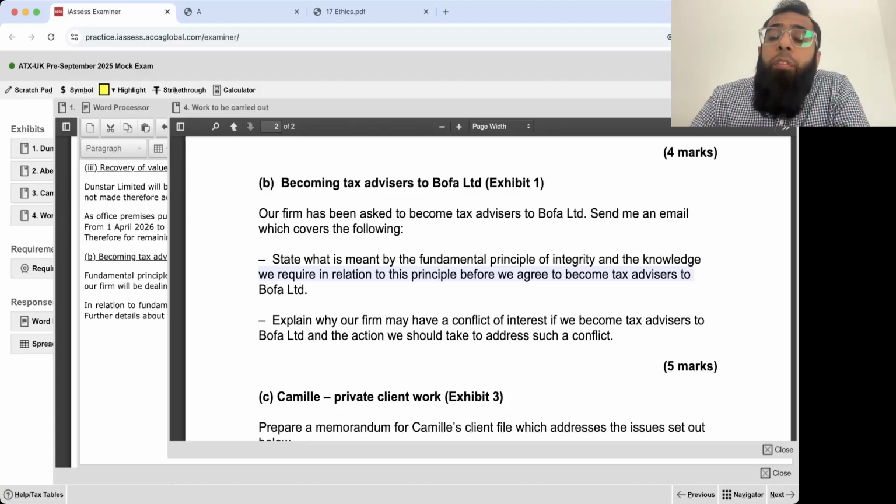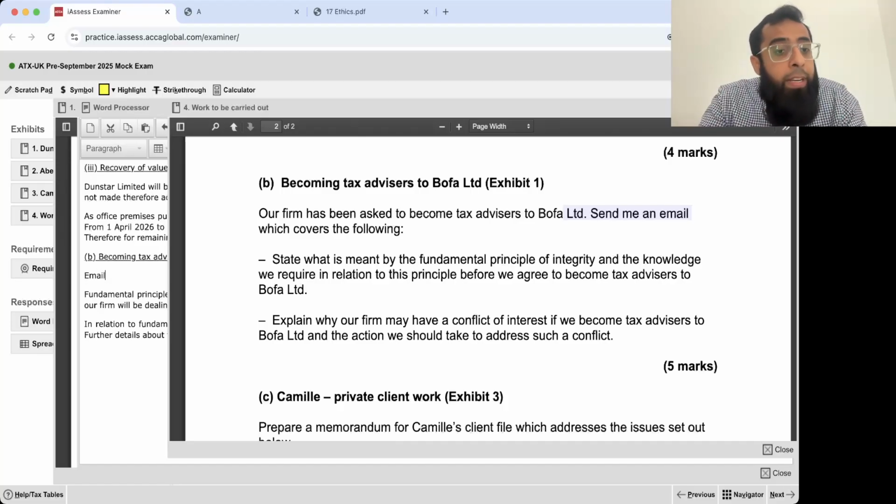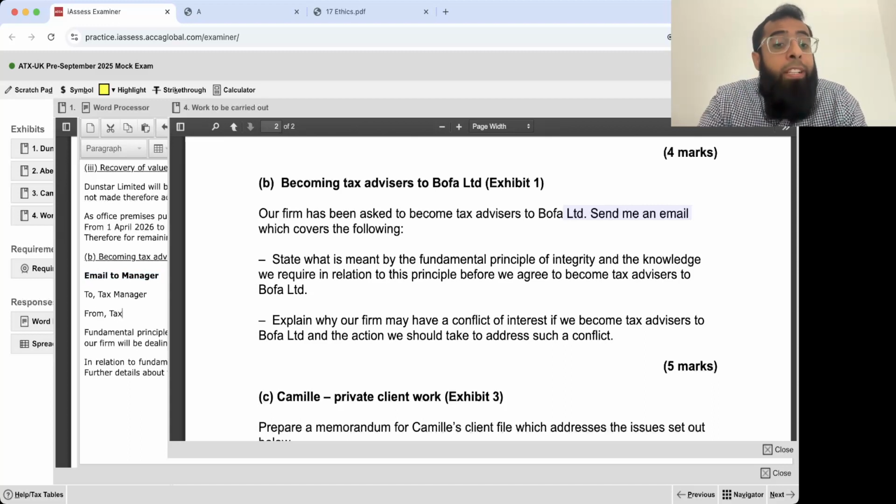See, our firm has been asked to become tax advisor to BOFA Limited. Now see, we missed one important thing. The question says send me an email, so we are writing an email to the manager. So what you can do is just press enter, give a heading, email to manager. Otherwise you will lose marks in communication skill. Simple format of email to tax manager from tax supervisor. Since we are communicating to the manager, we would be either supervisor or a tax senior.